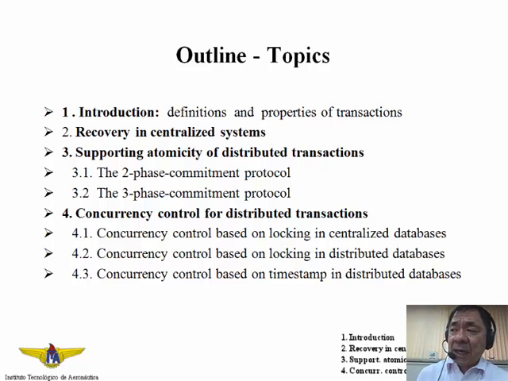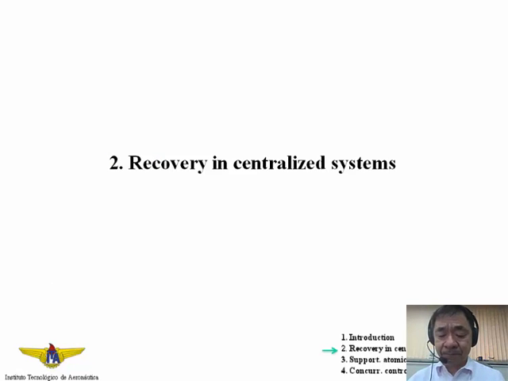The distributed transactions chapter is divided into four main topics: introduction and recovery in centralized systems. That is the focus of this talk. The third one is supporting atomicity of distributed transactions. That's the core of this chapter. And also the topic about concurrency control for distributed transactions. This topic is very important to understand how transactions are correctly processed.